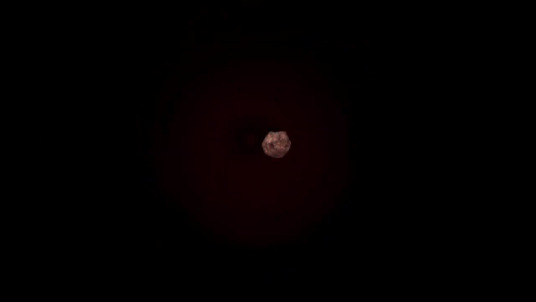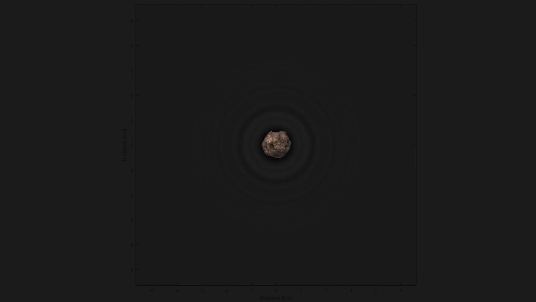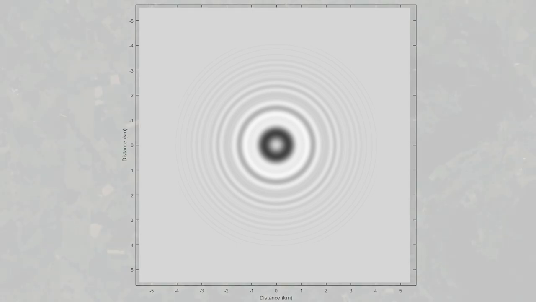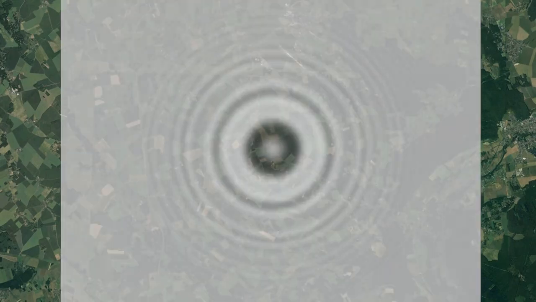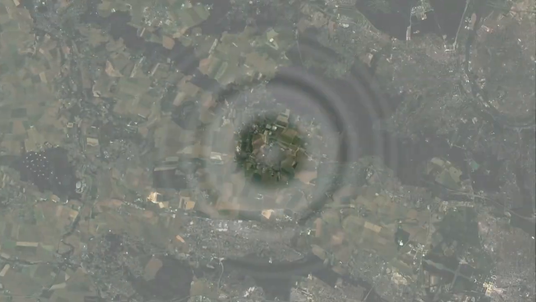Now let's take a look at a real case scenario. Let's assume this asteroid is about 3 km long and sits at 6 billion km from Earth, beyond Pluto's orbit. If it passes in front of a star, its shadow will have this concentric ring shape, passing over at about 25 km per second or 56,000 miles per hour. Just look at the shadow going over Paris.